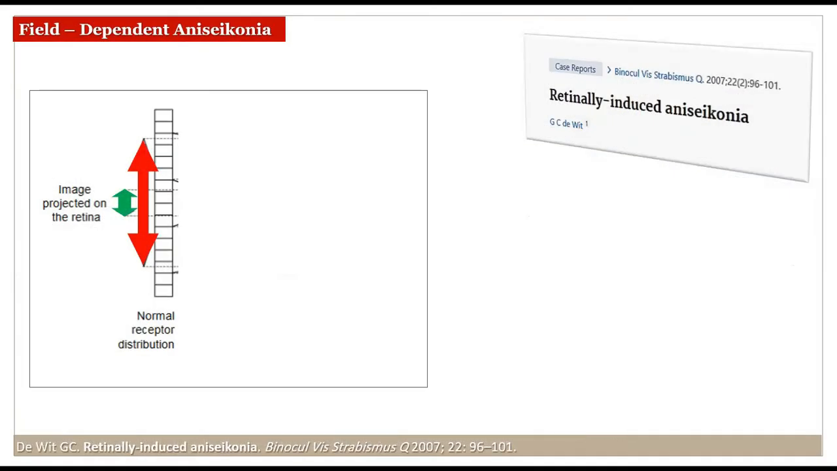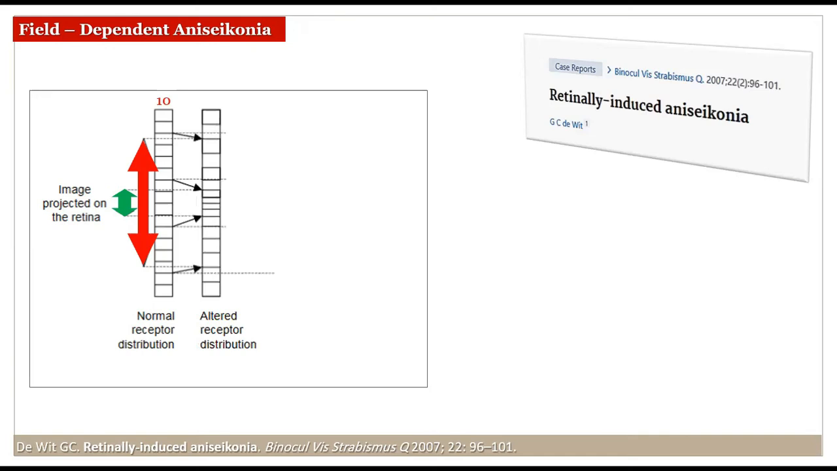Another piece of advanced knowledge here: there is something called field-dependent aniseikonia. Let's try to simplify this schematic representation taken from this reference. We have two retinal images, a big one represented by the red arrow, and a smaller image formed by a smaller object in space, which is the green arrow here. Normally, there is a normal distribution of photoreceptors. I counted the rectangles in this schematic representation, and let's say they are 10.